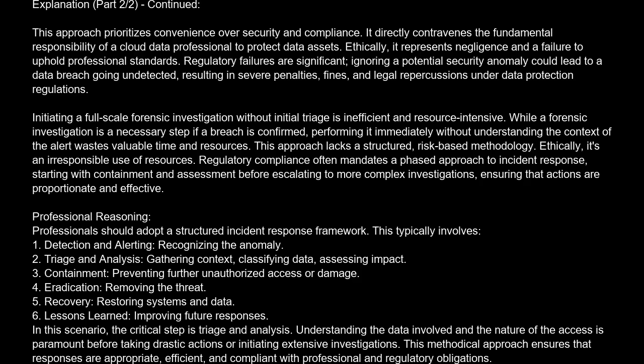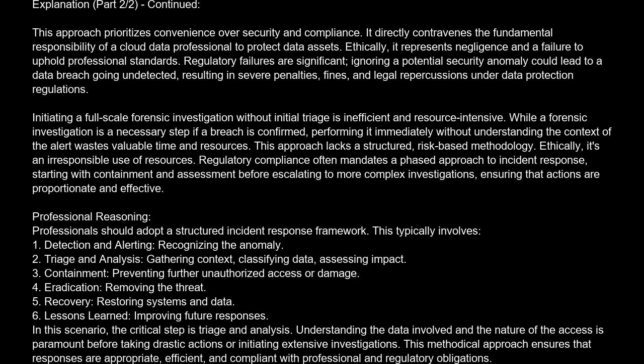Professional reasoning. Professionals should adopt a structured incident response framework. This typically involves: 1. Detection and alerting, recognizing the anomaly. 2. Triage and analysis, gathering context, classifying data, assessing impact. 3. Containment, preventing further unauthorized access or damage. 4. Eradication, removing the threat. 5. Recovery, restoring systems and data. 6. Lessons learned, improving future responses.